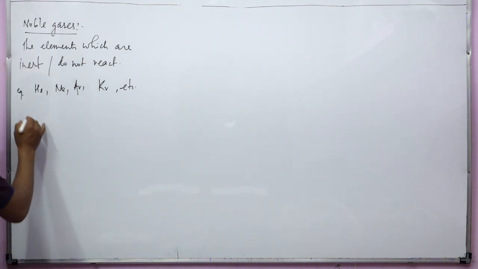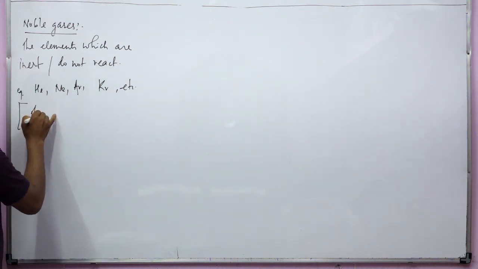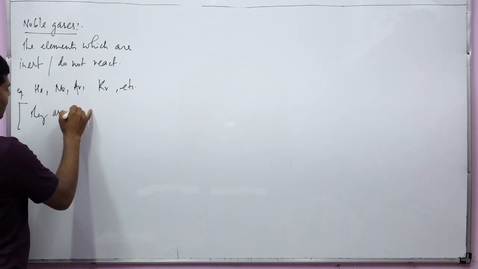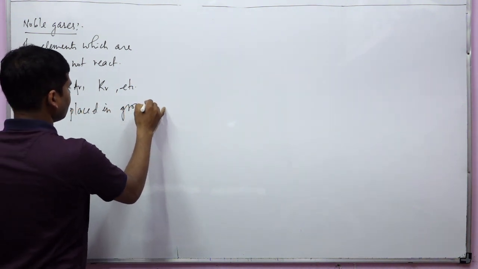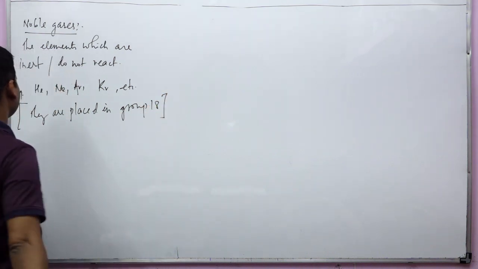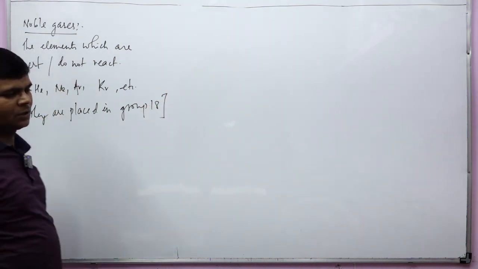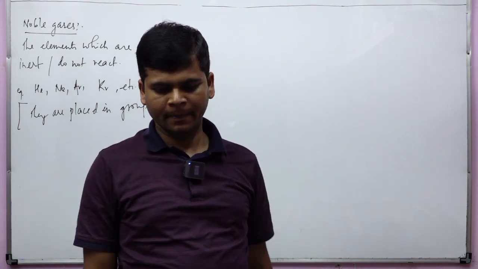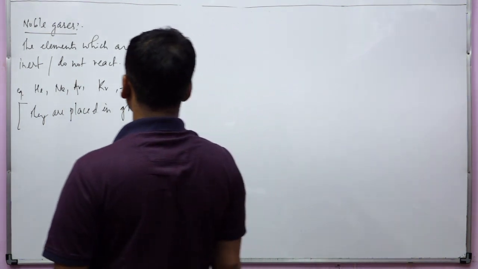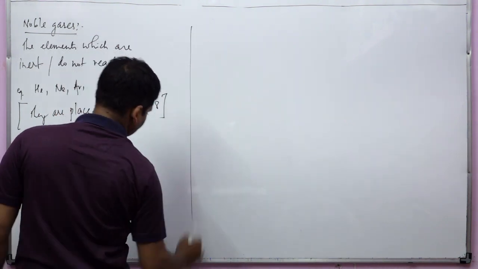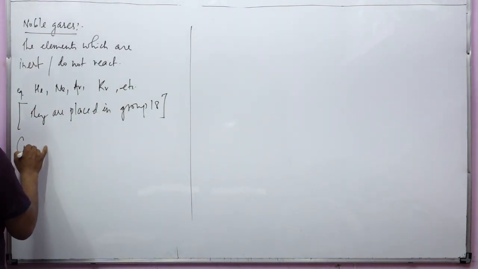If you see in the periodic table, then they are placed in group number 18 of the modern periodic table. So these are the elements. Let us learn now about compounds.